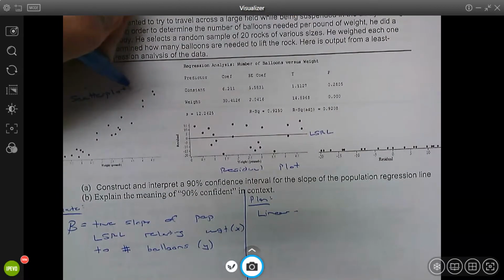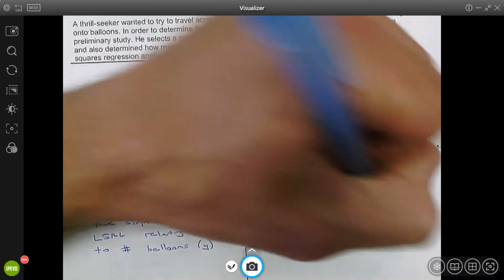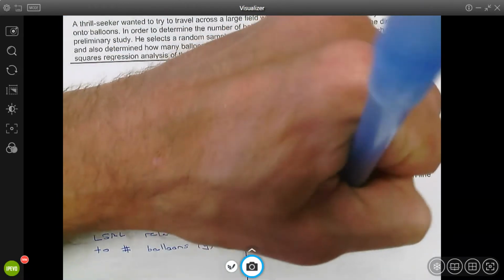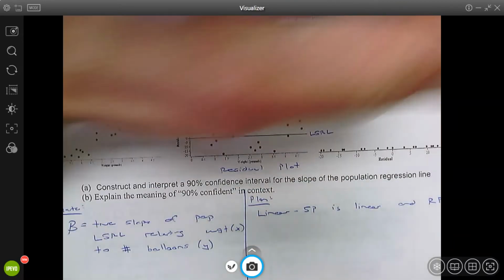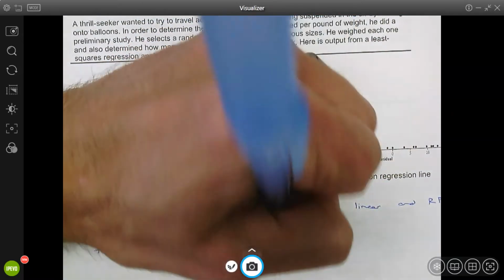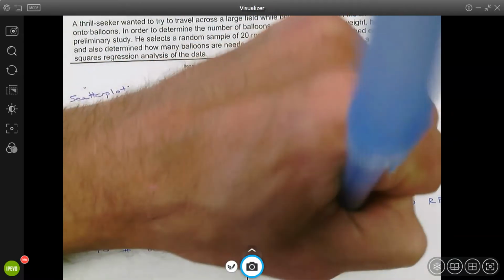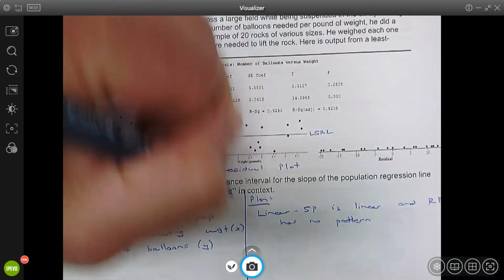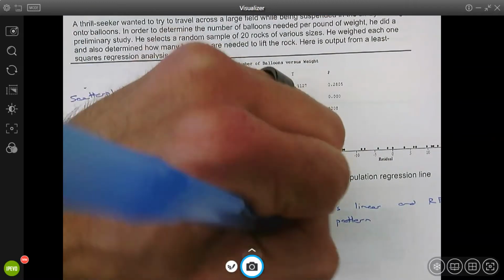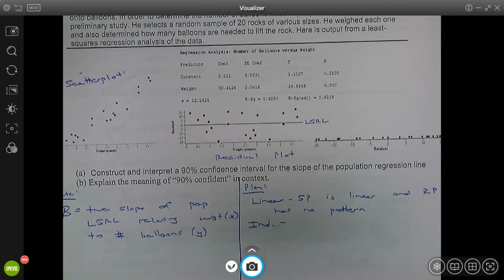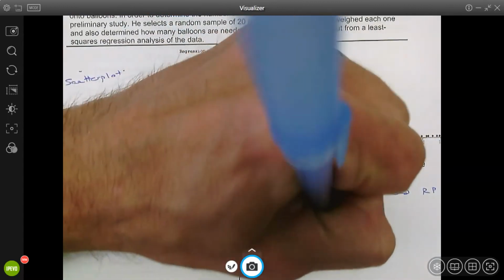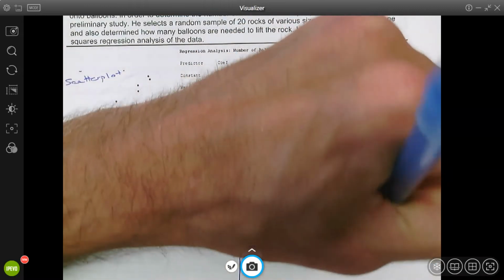I'm just going to abbreviate scatter plot SP right here. Scatter plot is linear, and I'm going to abbreviate residual plot RP has no pattern. That's it. I stands for independent. We're sampling without replacement, so we're going to be checking the 10% condition, which we've done quite a bit. 20 is less than 10% of all rocks.